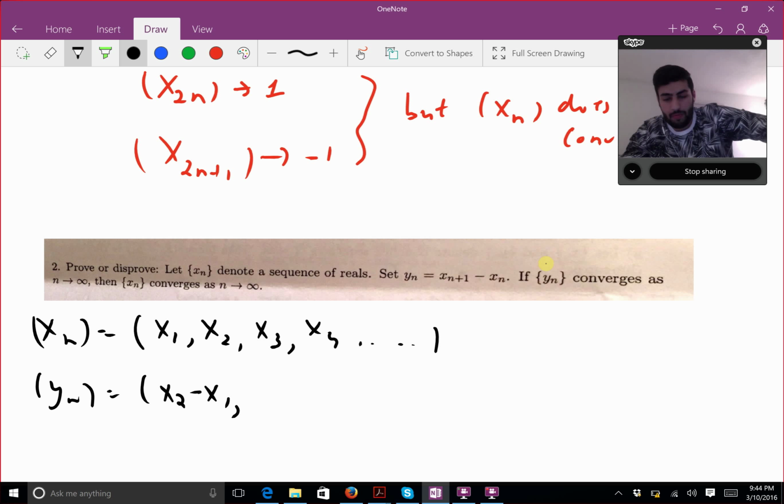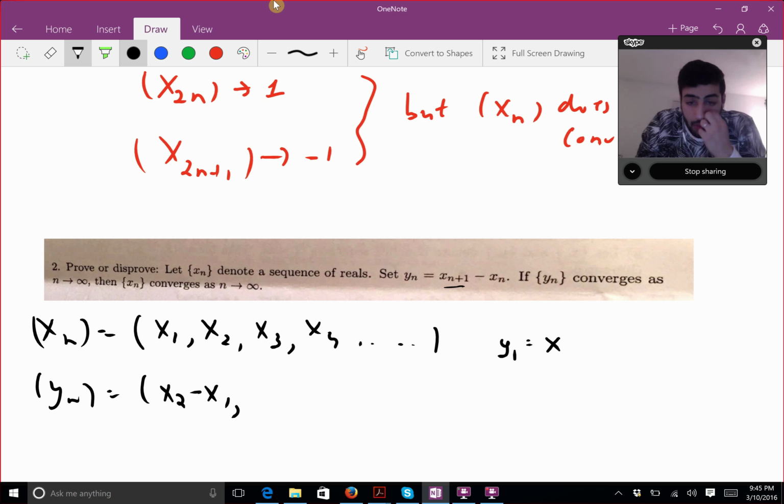So notice that we're making a new sequence from the old sequence. What's the old sequence? It says x n is a sequence of reals. That's our old sequence. So you take x1, x2, x3, x4. Then set y n equal x n plus 1 minus x n. So what is y1? y1 is equal to x2 minus x1, and then y2 will be x3 minus x2, right?